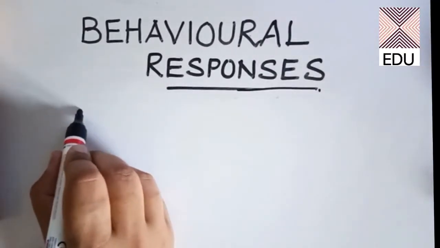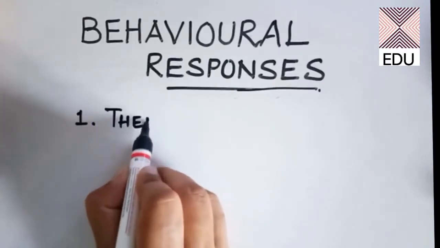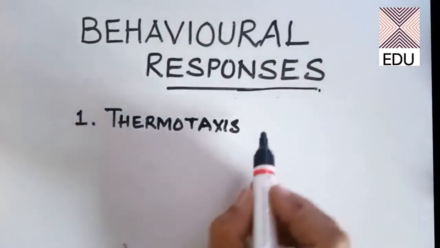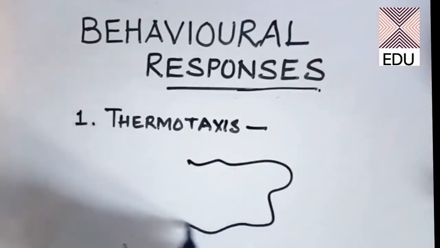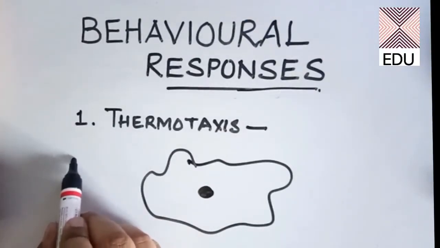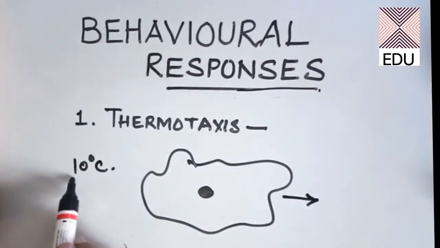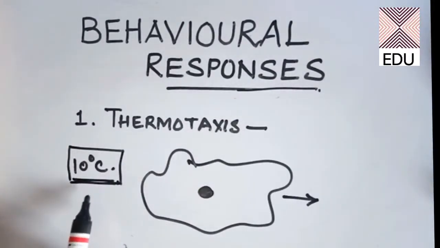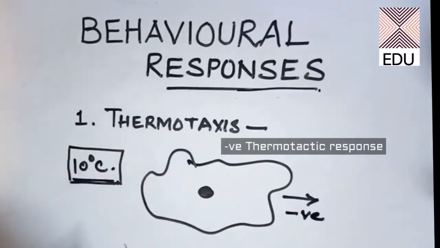So the first type of taxis is thermotaxis. Thermotaxis is the response to heat. Suppose this is an amoeba, this is the nucleus, and we give a chill 10 degrees Celsius temperature to the amoeba. It will go towards the other side. This is not a favorable environment for the amoeba, so it will go away from this cold temperature. That will be a negative taxis, so we will call it negative thermotaxis.